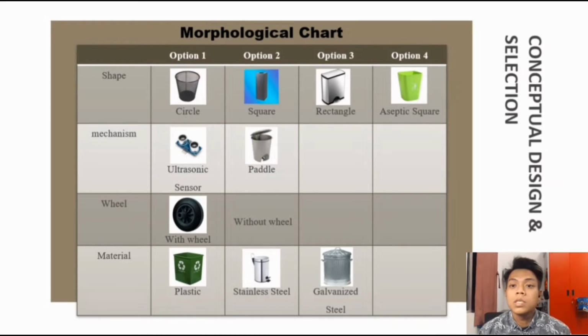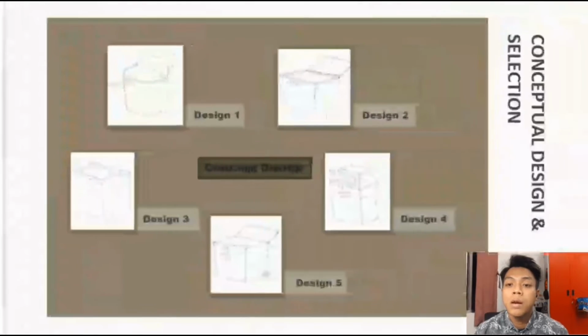Based on the morphological chart, a combination of circle-shaped ultrasonic sensor without wheel and plastic material is the best solution for the smart bin. This combination demonstrated that the smart bin concept is similar to the usual dustbin, but with the addition of the Internet of Things, which makes it easier for people to use and get rewards from throwing the trash in the smart bin. The light material is plastic. Furthermore, with low-cost materials, plastic can generate an excellent product.